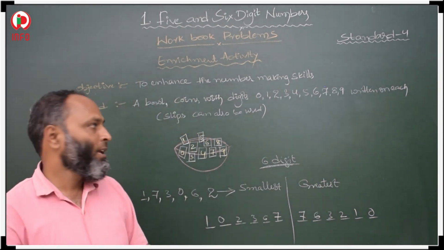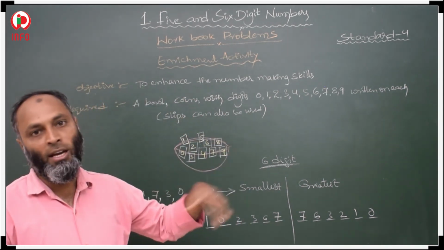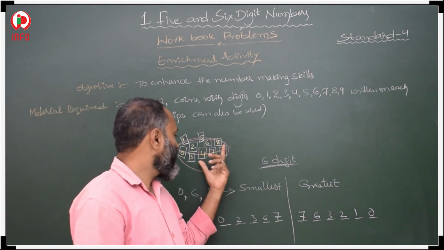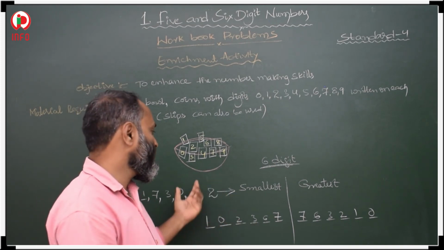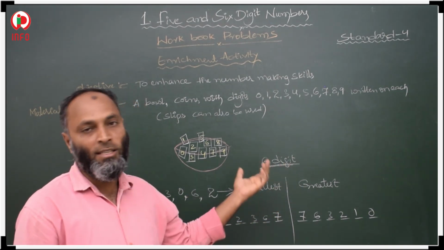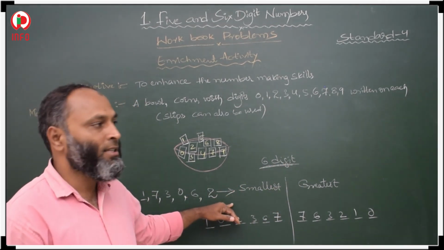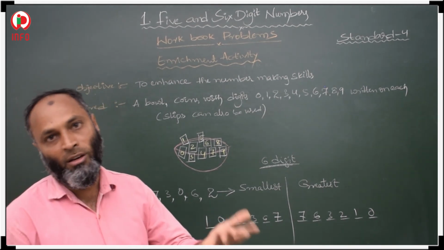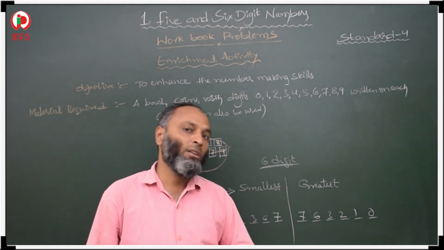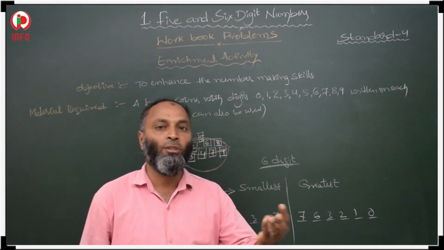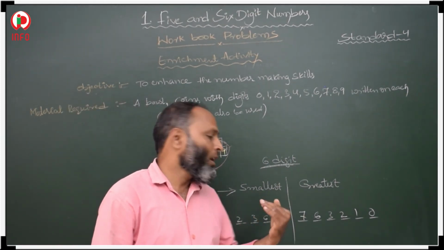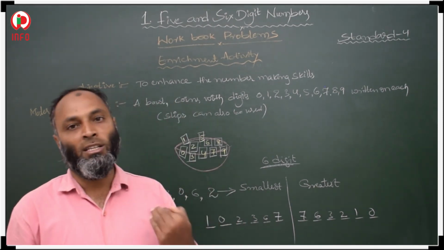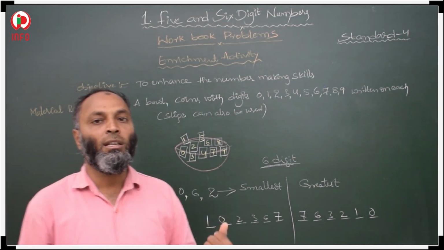This is the logic. If I ask the second group to select any 6 points, they also prepare the smallest and greatest 6 digit number. Not only 6 digit numbers, you can prepare 5 digit, 2 digit, 3 digit and 4 digit numbers, whatever you can. So this is the activity to learn how to make the greatest number and the smallest number using digits. Okay.